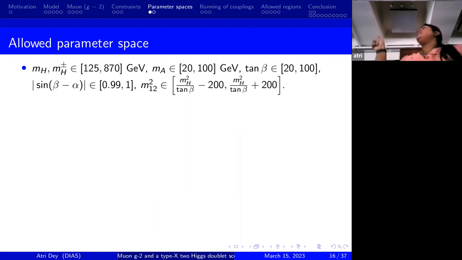And also this M12 square, we just choose this value because of the perturbativity constraints. If we want a perturbative region for our λ1, then our M12 square cannot vary from this value, like m_h square by tan β, very much, because then it will break perturbativity. So we just keep in this region.